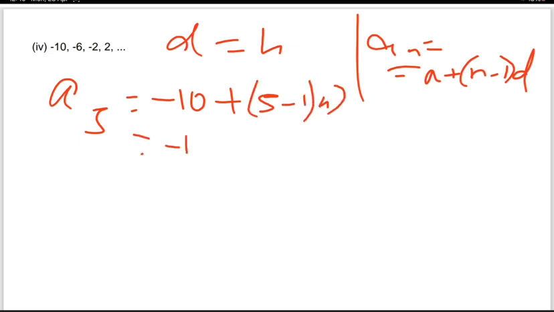So minus 10 plus 5 minus 1 is 4. Again 4 into 4 is 16. So 16 minus 10 plus 16 is plus 6. So this is the 5th term, and let's write the 6th term.